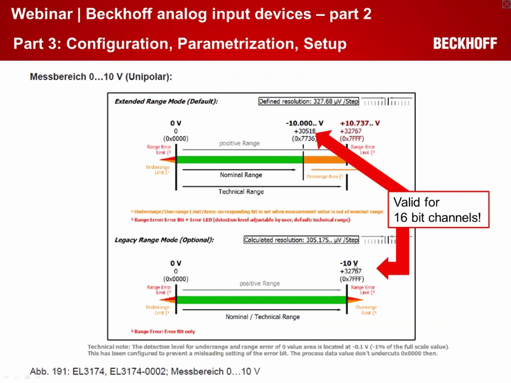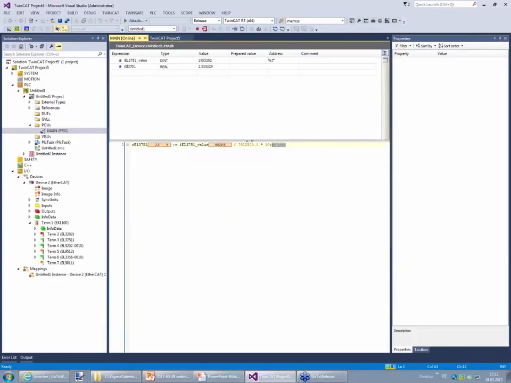In the 16-bit channels, there of course are lower numbers. So we have the 32767 for the 10 volt area in 16-bit with the legacy range mode, and we have in the extended range mode the 3518 as the defined number for 10 volt. So this is the reason why we need here in TwinCAT the other value to calculate this integer value from the terminal into the real floating point value here in TwinCAT 2.